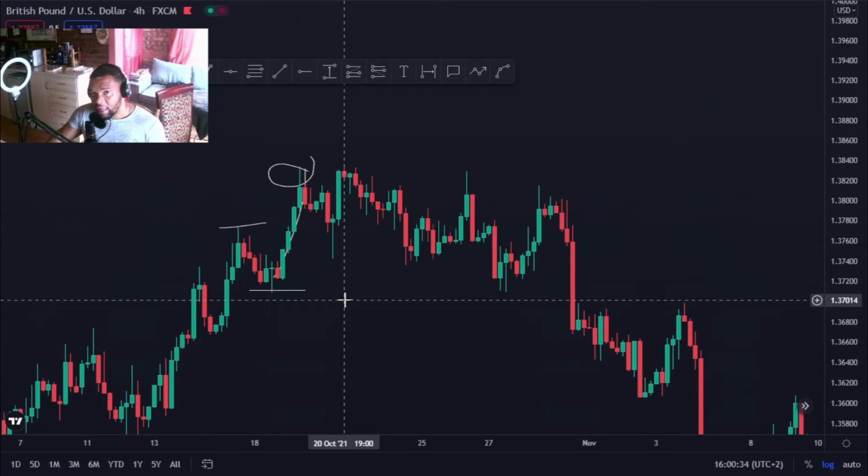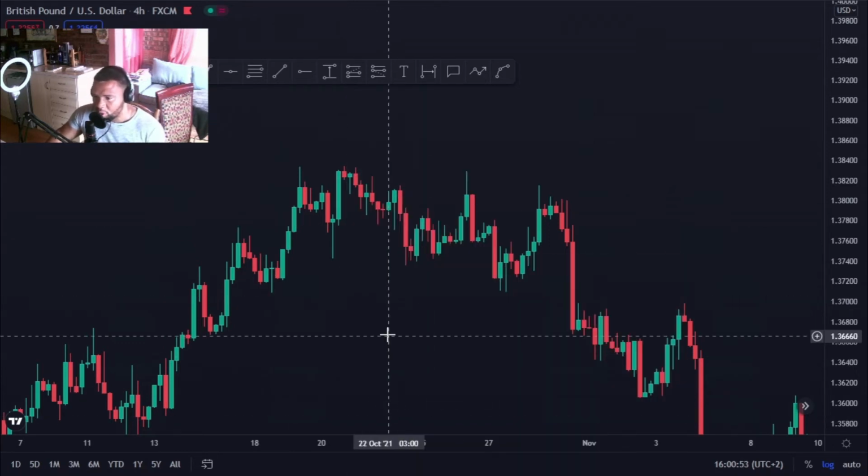The same applies if we're looking for a lower high. Price creating a lower low, we must wait for price to retrace back and then break out of this previous lower low to confirm that we have a confirmed lower high. But I will show you guys in the market what I mean.